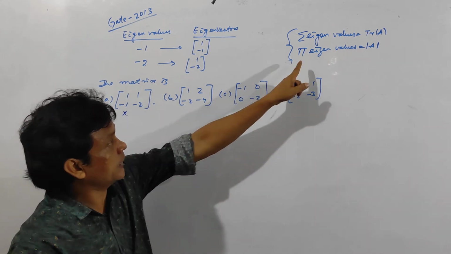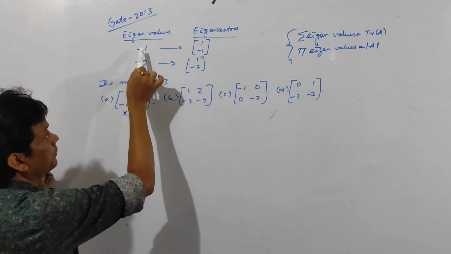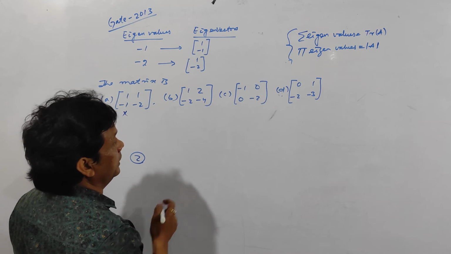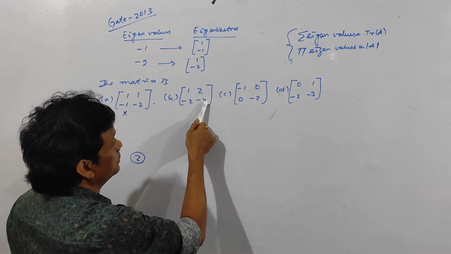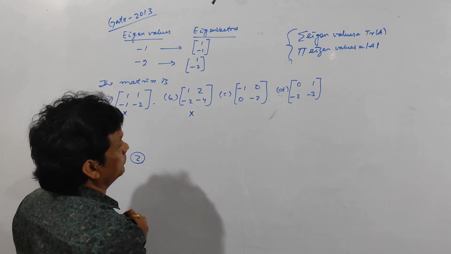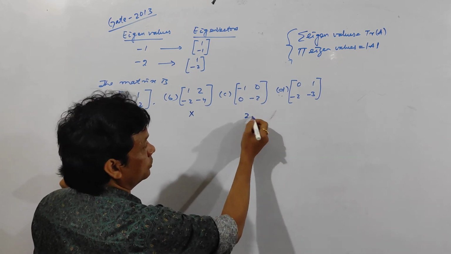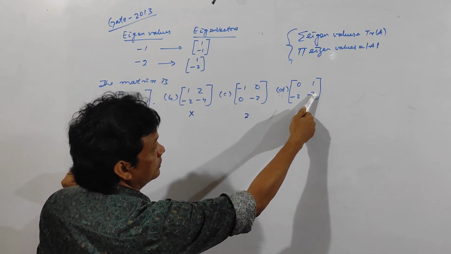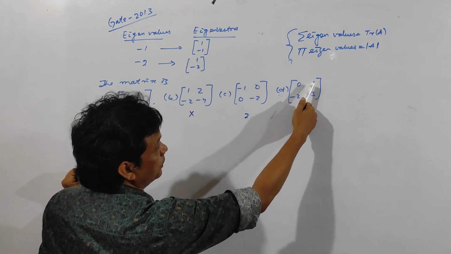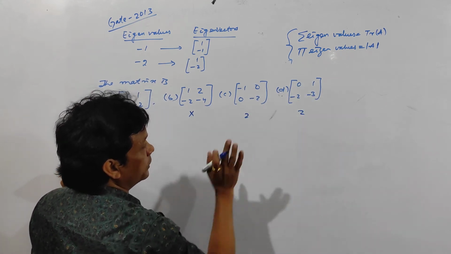So now apply the second property: the product of the eigenvalues is equal to the determinant of A. What is the product of the eigenvalues? It is 2. Clear? So let us see the determinant of this one. This is minus 4 plus 4, 0, so this is not possible. Clear? This one, 2 minus 0, so 2. This one, minus 3 plus 2, which is 0, 0 plus 2, it is 2. So these are the two possible cases.